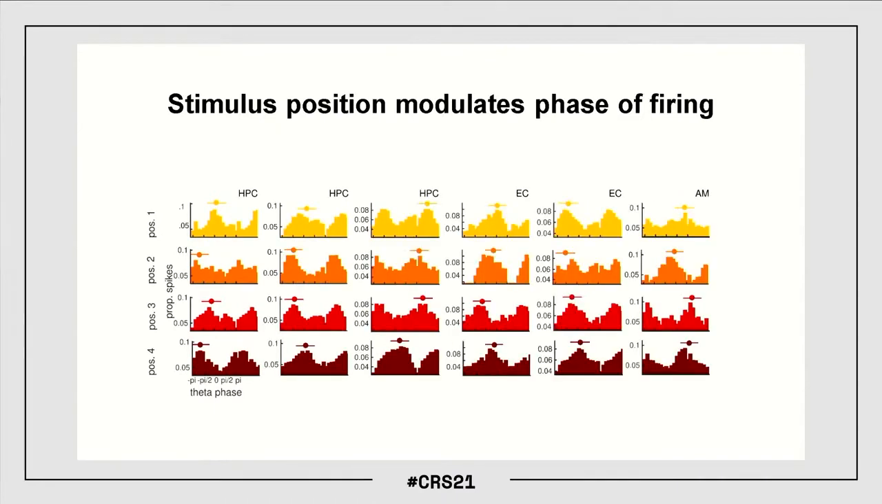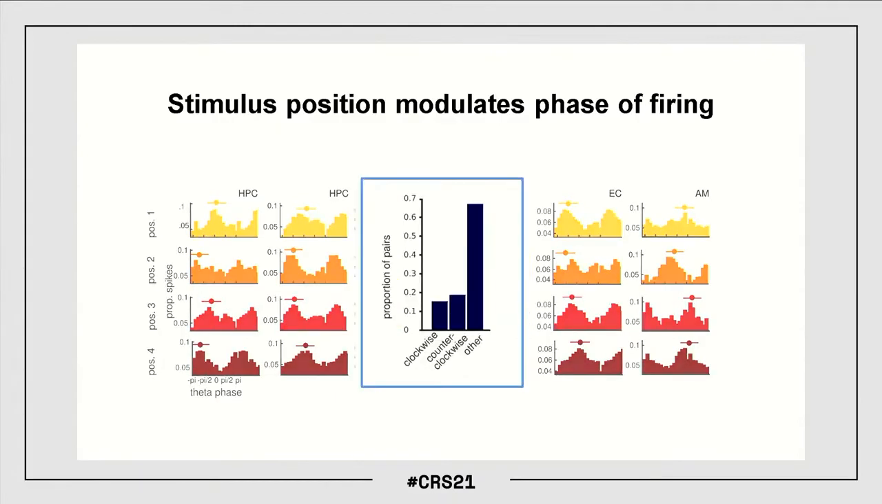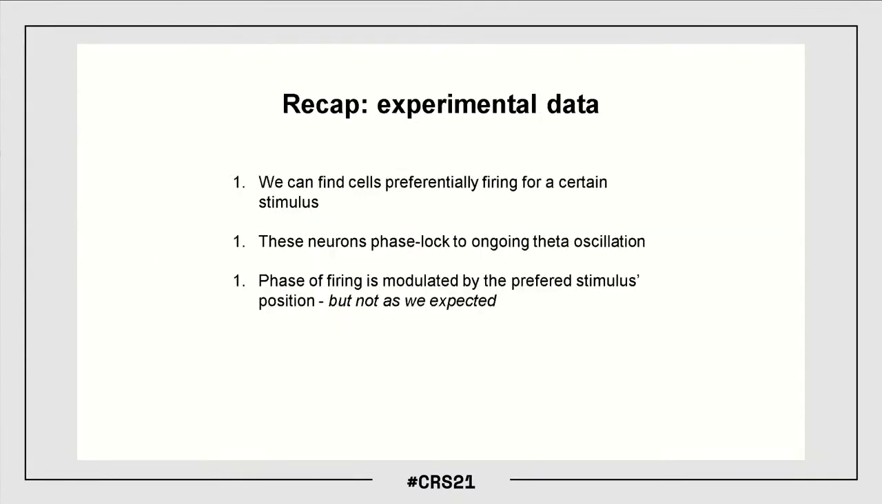In fact, we have many such units in our recordings whose phase order does not directly map onto the stimulus order. We can count for how many neurons the phase order does not follow the stimulus order, and we can see that this is the case for most neurons we recorded. So, a quick recap of our experimental results. We can find these single cells preferentially firing for a certain stimulus, and these neurons phase lock to ongoing theta oscillation. However, the phase at which they lock is not entirely as would be predicted by Lisman and Idiart's model.